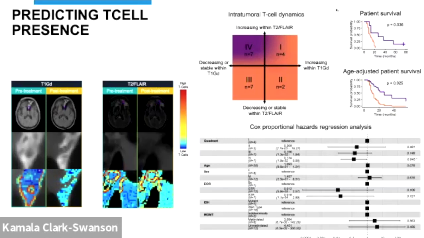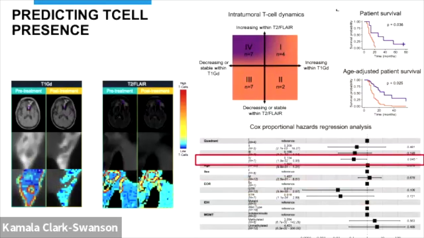And what we found was that if you think about that kind of quadrant over there, if you are in the situation where your T cell population was predicted to go down or be stable in the T1 GAD, but go up in the T2 or FLAIR, then we were actually seeing a differentiation in the survival of the patients of those two cohorts, if you were in that quadrant or if you were not. And in fact, in a Cox proportional hazard regression analysis, that was the only thing that came up as significant in this survival analysis. So I would say that this is very exciting, tantalizing data, but of course there's always more work.